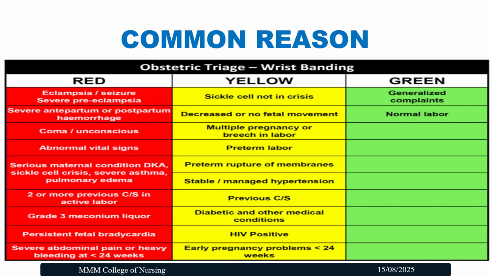And under this yellow banding, here the sickle cell not in crisis, decreased or no fetal movement, multiple pregnancy or breech in labor, preterm rupture of membrane, stable or managed hypertension, previous cesarean, diabetic and other medical conditions, HIV positive mother, early pregnancy problems, that is less than 24 weeks.